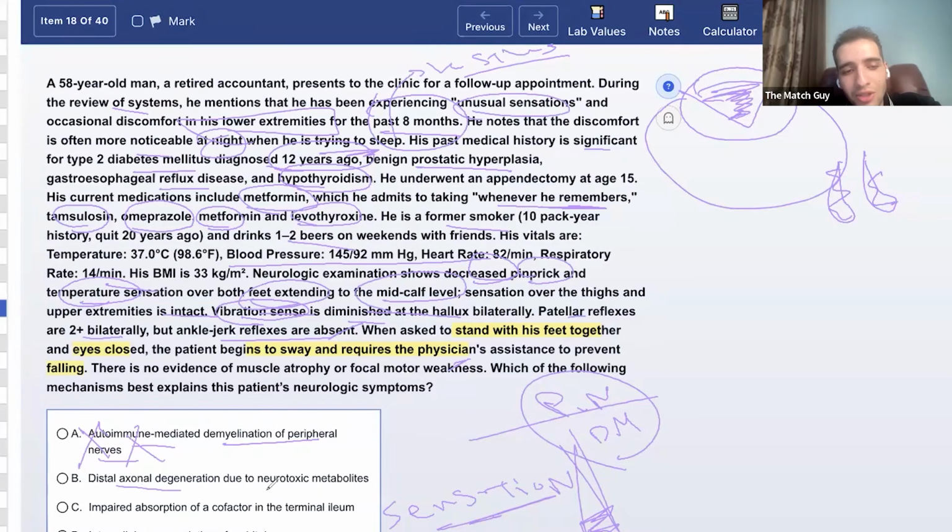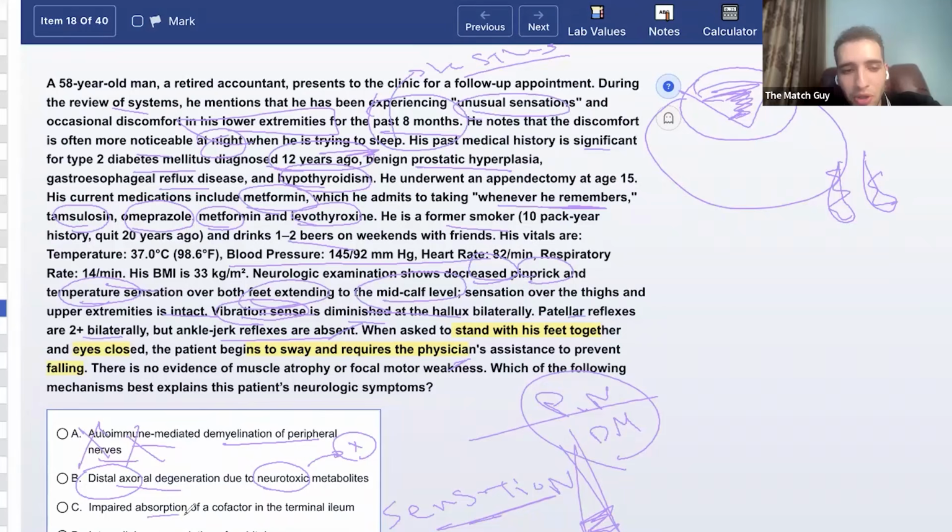Is it distal axon degeneration due to neurotoxic metabolites? I didn't even know this, so I don't know this answer. Would I choose it? I wouldn't choose it. I don't know it, so I will not choose it. But I will highlight it so I study it after I answer the question.